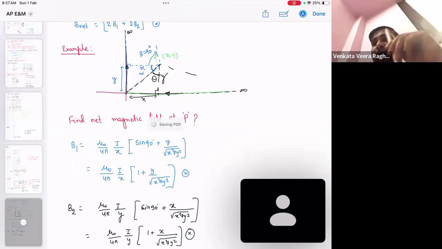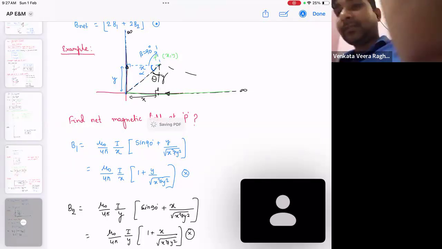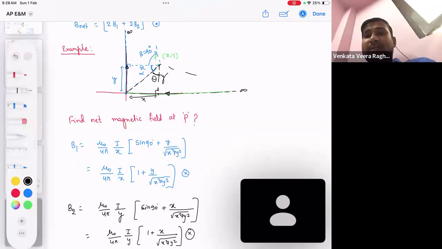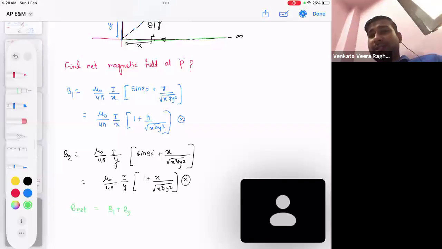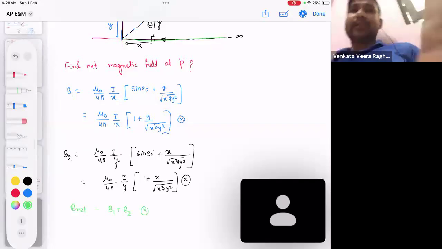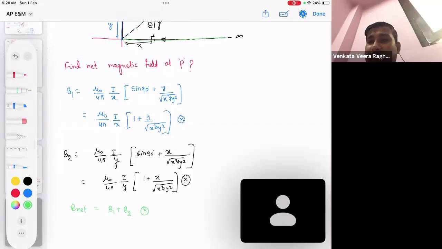Keep the thumb in the direction of current and fingers where you want to calculate the magnetic field. So the palm is pointing into the plane. Into the plane we represent by a cross. Out of the plane we represent by a dot. So this is B1 and B2. Both are in the same direction. So the net magnetic field, we just need to add them. And what direction will come? The direction will be out of the plane. Clear? So this is what we have about the straight conductor.